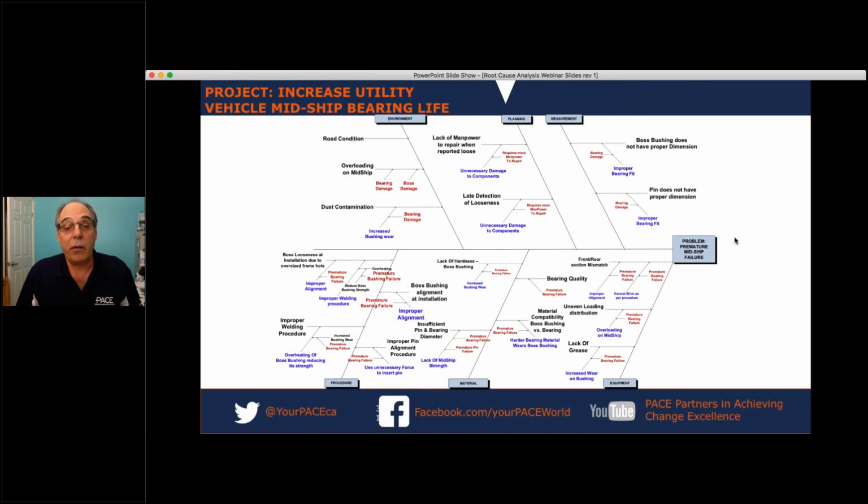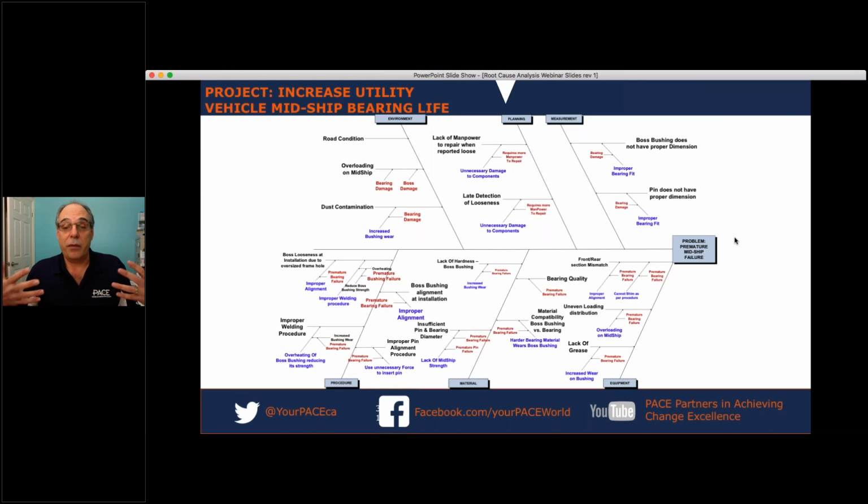Requires more manpower under planning. You'll see it requires more manpower to repair. Well, maybe we don't have the right number of people working on it. Anyway, that is what your typical fishbone looks like. And they can be larger, they can be a lot more simple. It just depends on how deep you go.